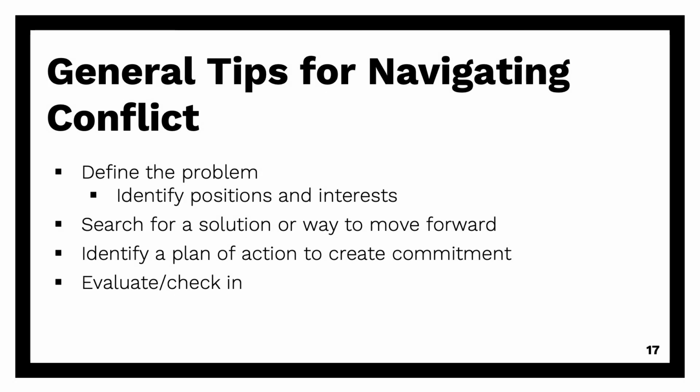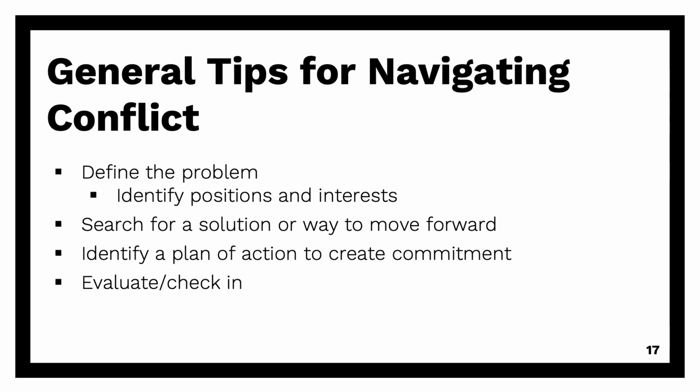All right, once you've done this, you may still need to define the problem. So to do this, you'll need to identify both the positions and the interests. To identify positions, have each person explain how they see the situation without interruption from the other. If you have a facilitator, you might want them to ask each person what it is that the other person doesn't understand yet that they want them to hear.